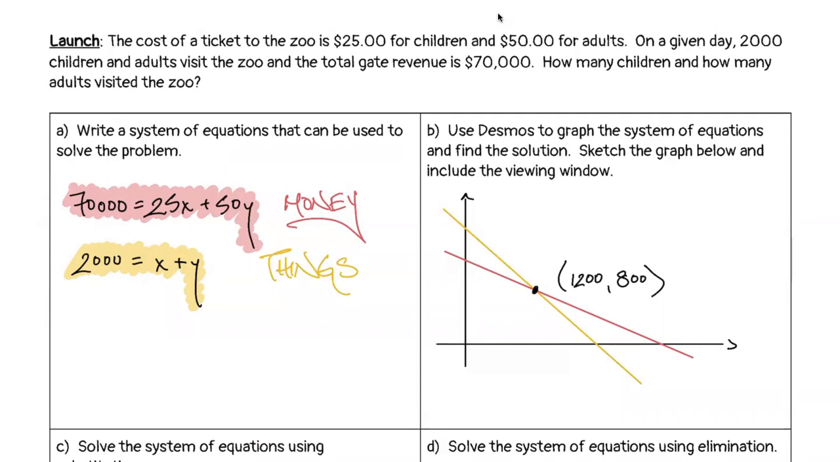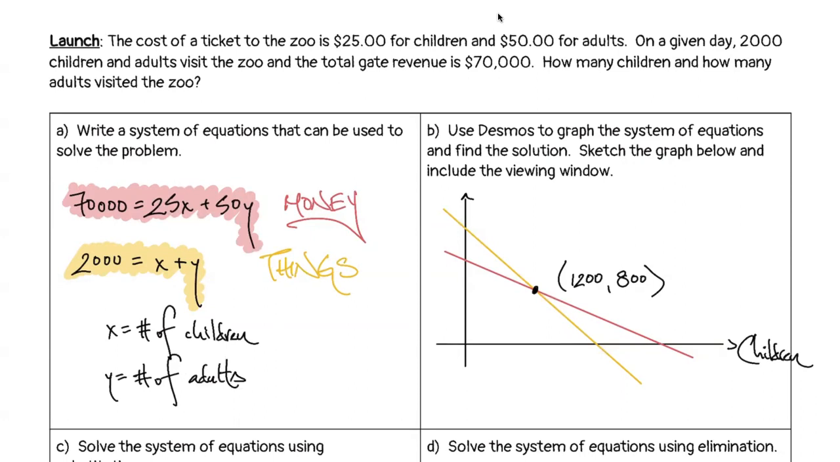Yeah, on this axis, we've said that children we're going to call X, right? So maybe over here, we could say X equals the number of children. That would make Y equal to the number of adults. Right, so number of children. This would be number of adults.